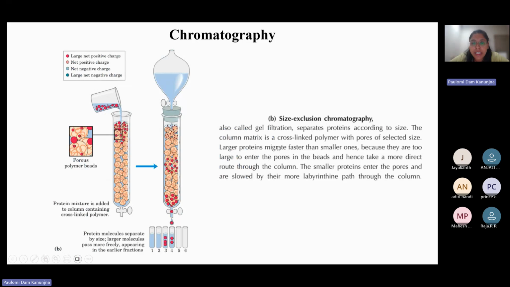So the smaller proteins enter the pore here, and they get slowed, because once they enter a pore, they get stuck. So they are mostly stuck. The larger ones, which are not able to enter the pore, simply slide through and go out into the effluent. So size exclusion is basically removing the smaller proteins and letting the larger ones move out.